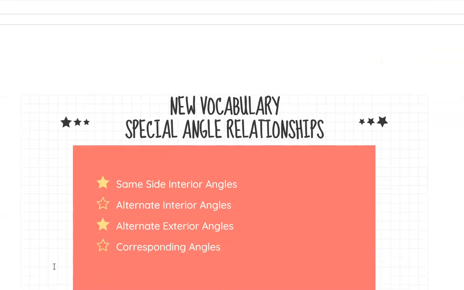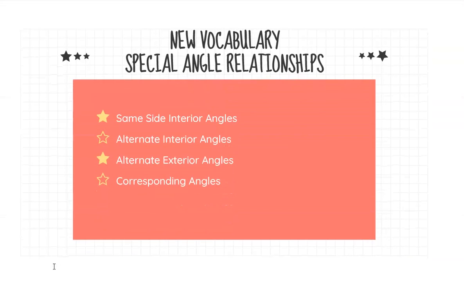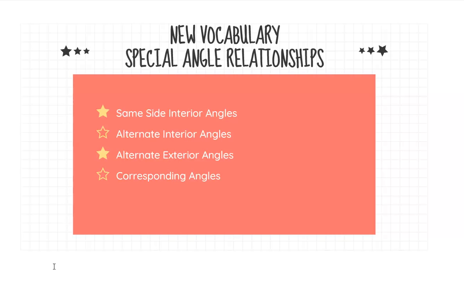All right, so now jumping into the 4 new vocabulary words that we learned, and this is specifically regarding special angle relationships. So if we remember, over the past couple weeks, we have been using two parallel lines with a transversal that cuts through those lines. So remember, this diagonal is what we call the transversal.